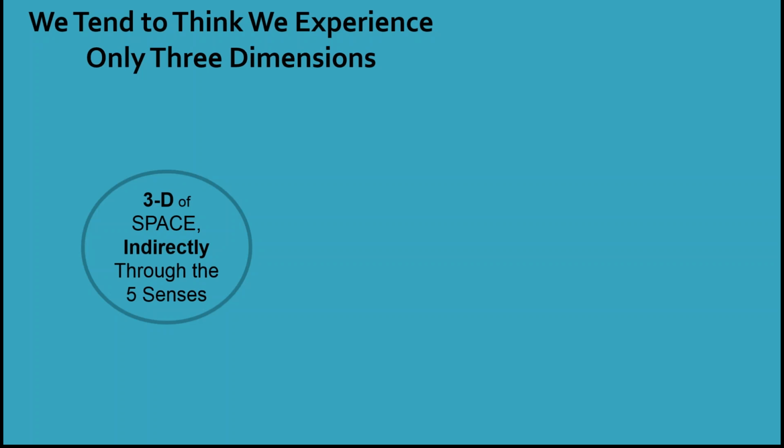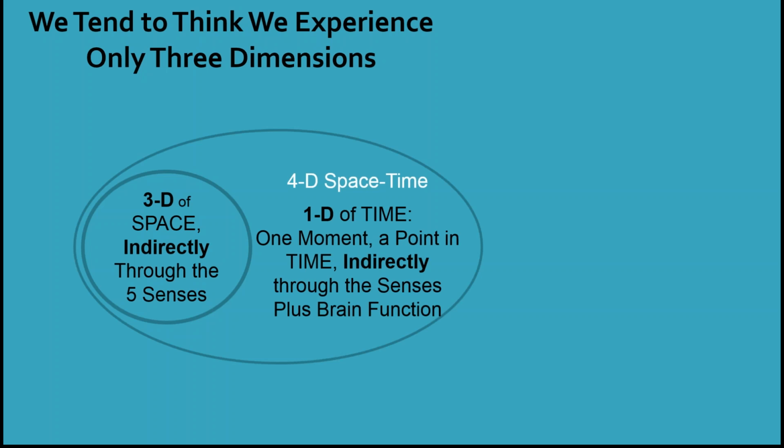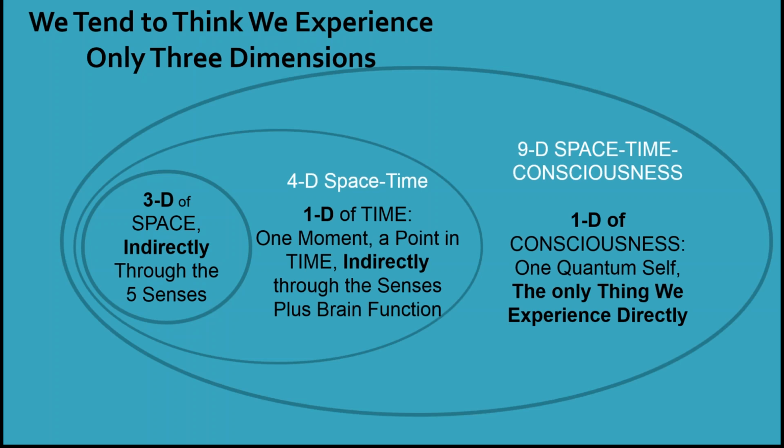We actually experience 5 dimensions. We experience 3 dimensions of space indirectly through the 5 senses. We experience 1 dimension of time out of the 4-dimensional space-time domain, which is a point in time indirectly sensed through the senses plus brain function. And we experience 1 dimension of consciousness in the 4-dimensional space-time consciousness domain. So out of those 9 dimensions of the space-time consciousness domain, we actually experience 5: 3 of space, 1 of time, and 1 of consciousness.